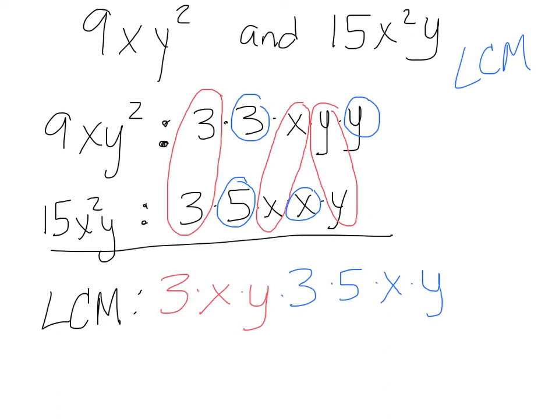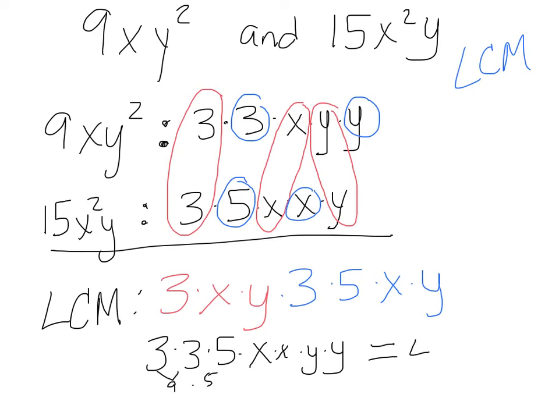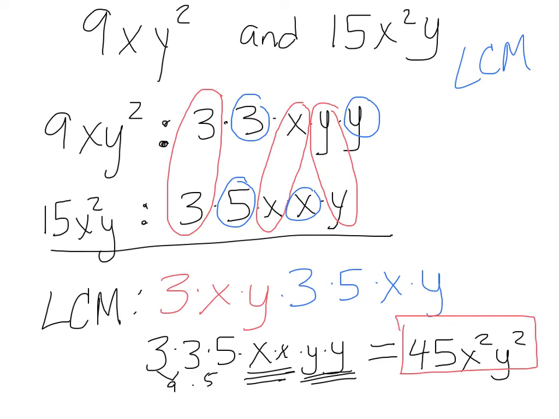Now it just becomes a multiplication problem. We can use the commutative property to make this look a little bit better on our eyes. 3 times 3 times 5, and you also have 2 x's and 2 y's as well. The least common multiple is 3 times 3 for 9 times the 5, which is 45 for our numbers. 2 x's being multiplied is x squared, and 2 y's being multiplied is y squared. Your least common multiple, 45 x squared y squared.